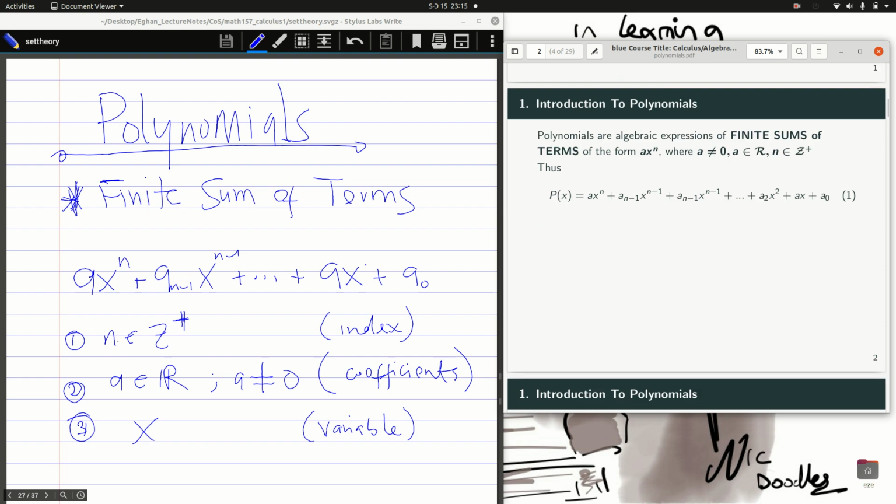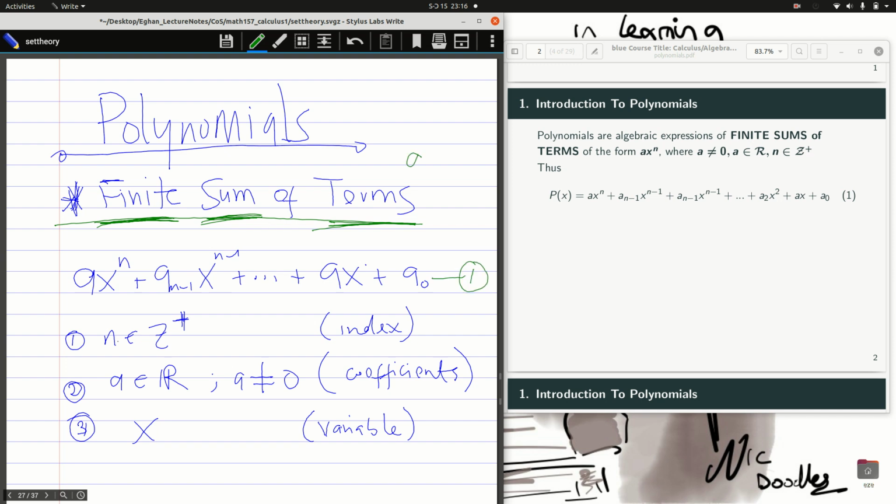If you look at my slide 2, it says a polynomial is an algebraic expression of finite sum of terms. The key word is some finite terms. Now you know what finite means. When we did the set theory, you know what sum means. It means you are adding up certain things. You know what terms mean. So we are summing up some finite terms, and that expression can be given as equation 1.